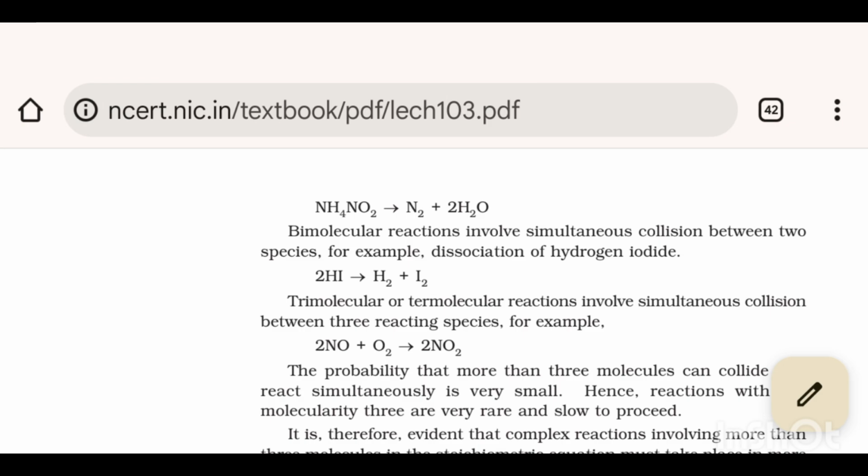NH4NO2 gives us N2 plus 2H2O. Bimolecular reactions involve simultaneous collision between two species. For example, dissociation of hydrogen iodide: 2HI gives us H2 plus I2. Trimolecular or termolecular reactions involve simultaneous collision between three reacting species. For example, 2NO plus O2 gives us 2NO2.